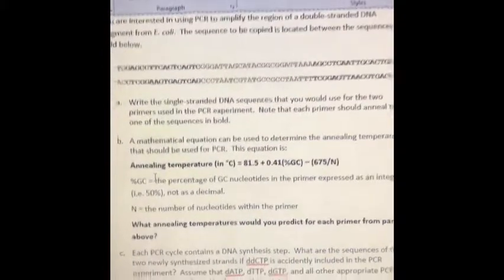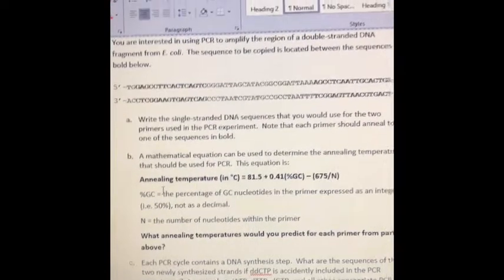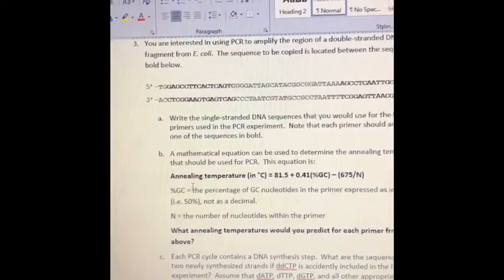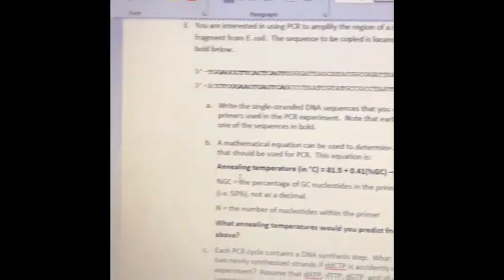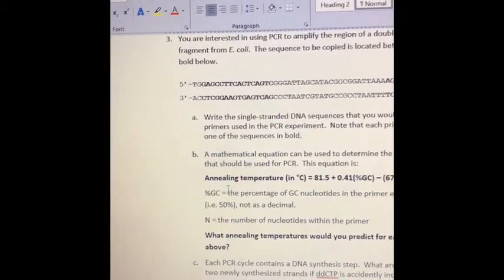Hey, it's Dylan. I had problems 3 and 4 in week 13. Problem 3 says you are interested in using PCR to amplify the region of a double-stranded DNA fragment from E. coli. The sequence to be copied is located between the sequences in bold.